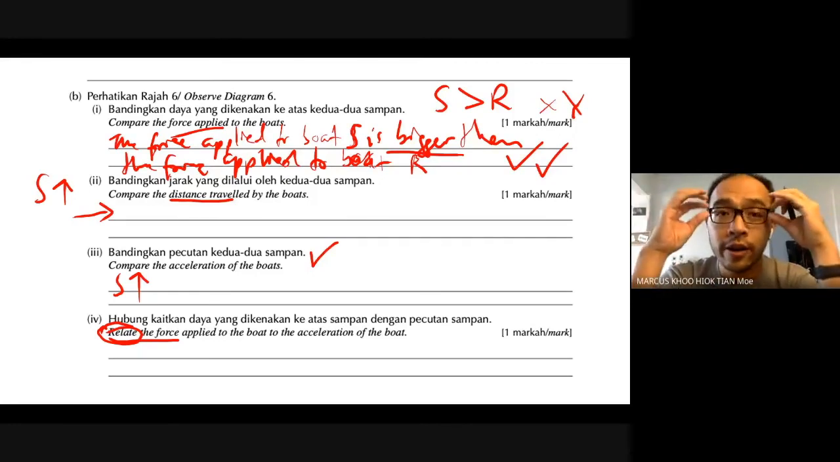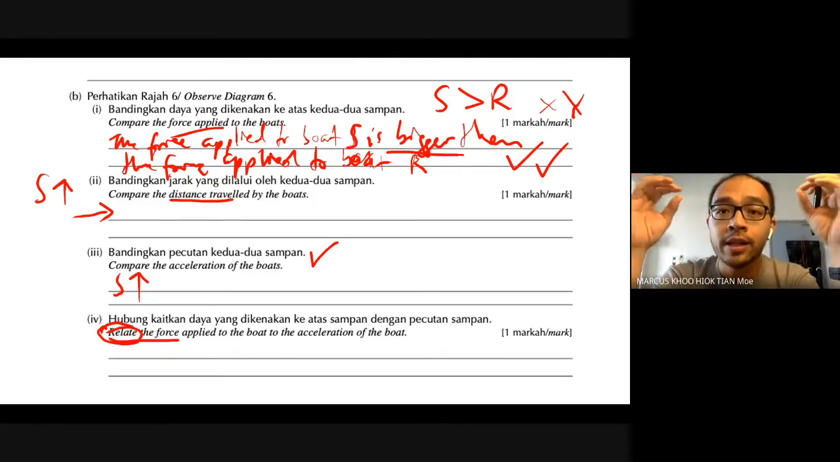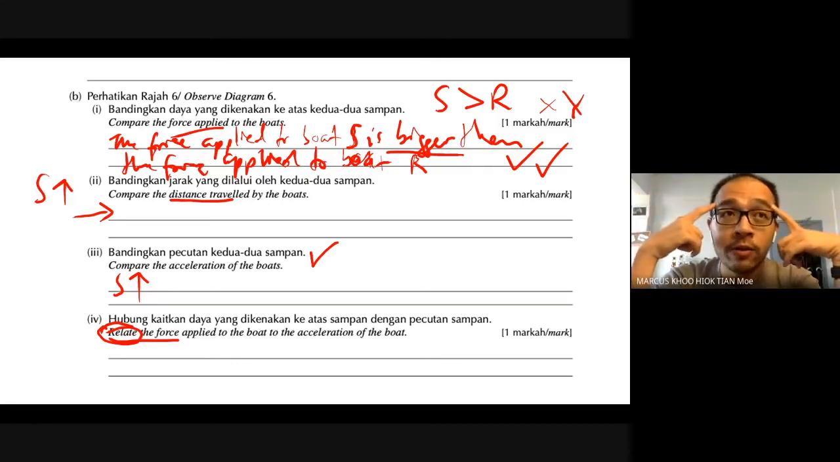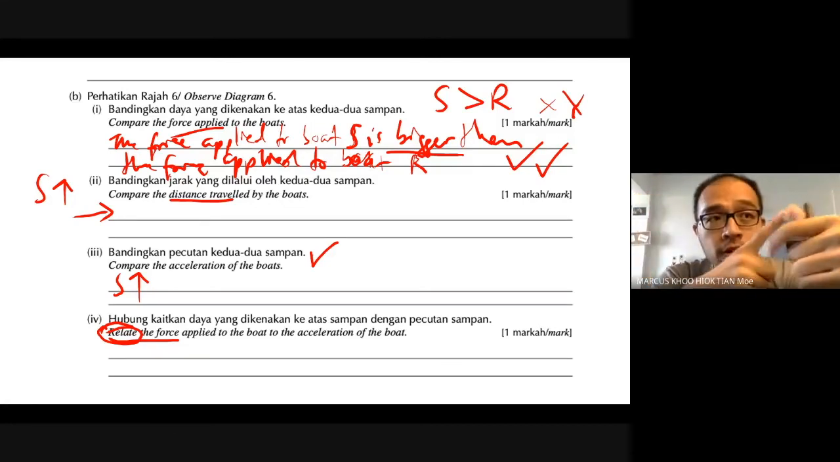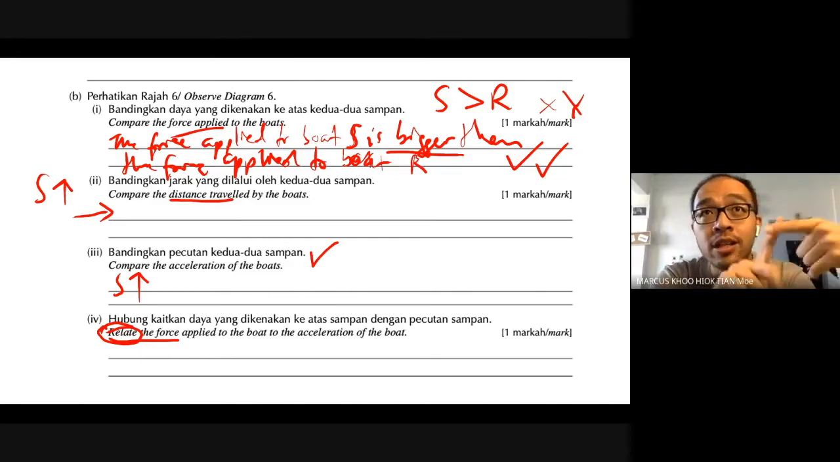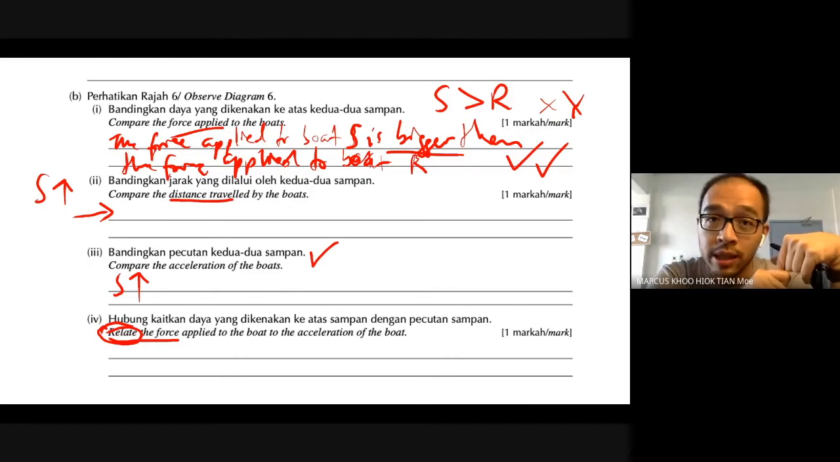Now, whenever you write a relationship, people, the order is very important. Okay, you have to think for a while. Is it correct? The bigger the force, the bigger the acceleration. Or is it the other way around? The bigger the acceleration, the bigger the force. You must think what you know. Does it make sense or not? The bigger the acceleration, therefore the bigger the force.